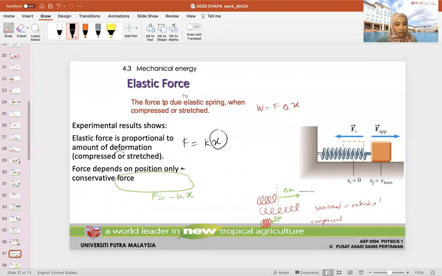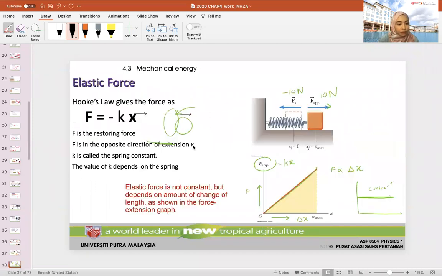Force depends on position only. This is also known as conservative force. Okay. That tu macam reading punya material sahaja. I believe that is also in your textbook. Let me see. Nama dia elastic force.